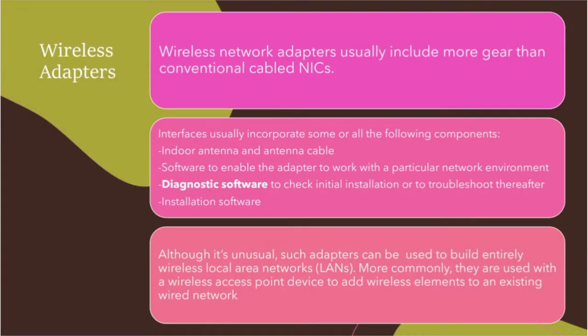Wireless adapters. Wireless network adapters usually include more gear than conventional cable NICs. Interfaces usually incorporate some or all of the following components: an indoor antenna and antenna cable, software to enable the adapter to work with a particular network environment, diagnostic software to check the initial installation or to troubleshoot thereafter, and installation software. Although it's unusual, such adapters can be used to build entirely wireless local area networks or LANs. More commonly, they are used with a wireless access point device to add wireless elements to an existing wired network.